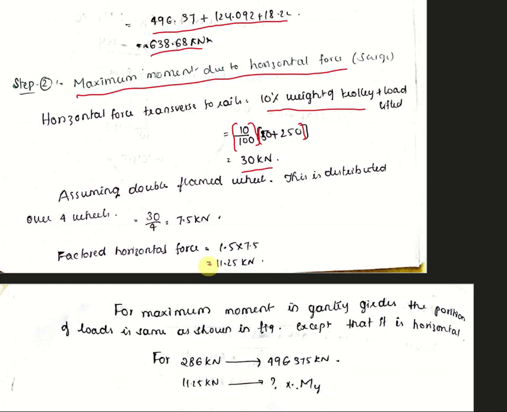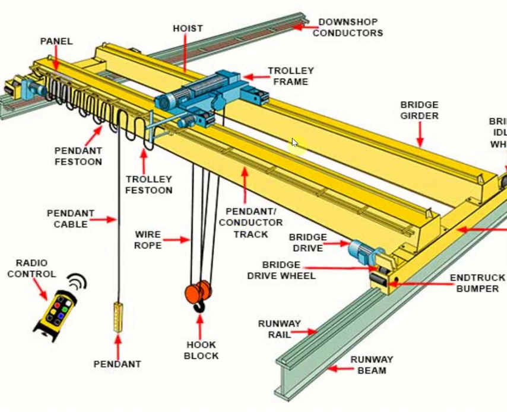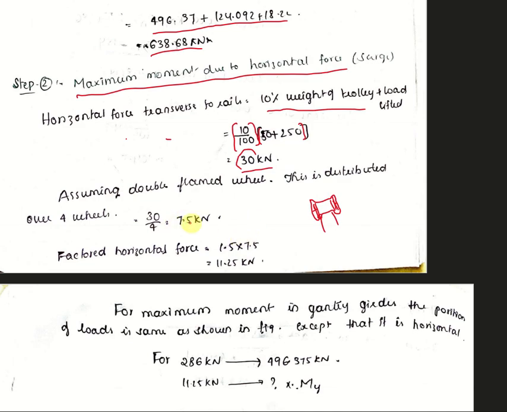Now let us assume double flanged wheels. Double flanged wheels are nothing but the train wheels, right? They will be like this. The rail will be like this and the wheels sit like this. This is called double flanged. So we are assuming double flanged wheels. Four wheels will be there overall, two on that side and two on this side of the girder. So this 30 kilonewton will be shared by those four wheels. So 7.5 kilonewton is the load shared by each wheel.